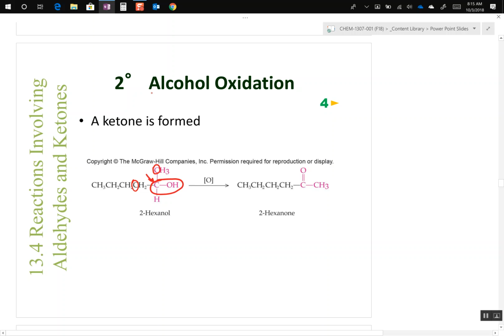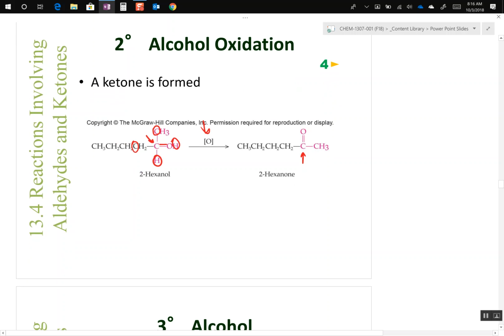Secondary alcohols, when they oxidize, so here's oxidation, we are going to remove the hydrogens, and then we are going to form a double bond between the carbon and the oxygen. And you will get a ketone in this case. Ketones are where the carbonyl carbon is embedded inside of the carbon chain instead of at the terminal end. So it is embedded in that carbon chain. It makes it a ketone in that case.